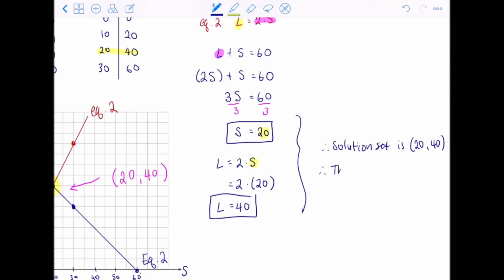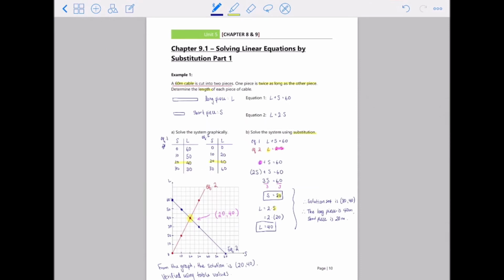So we can say the long piece is 40 meters long, and the short piece is 20 meters long. So that's it for example 1.